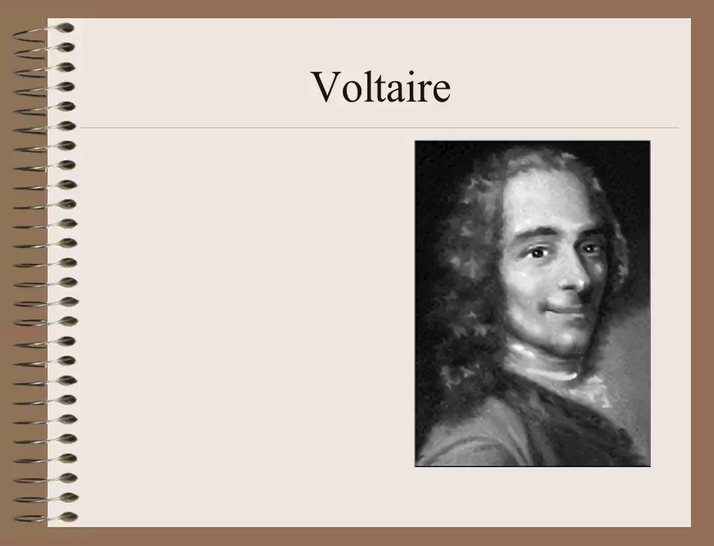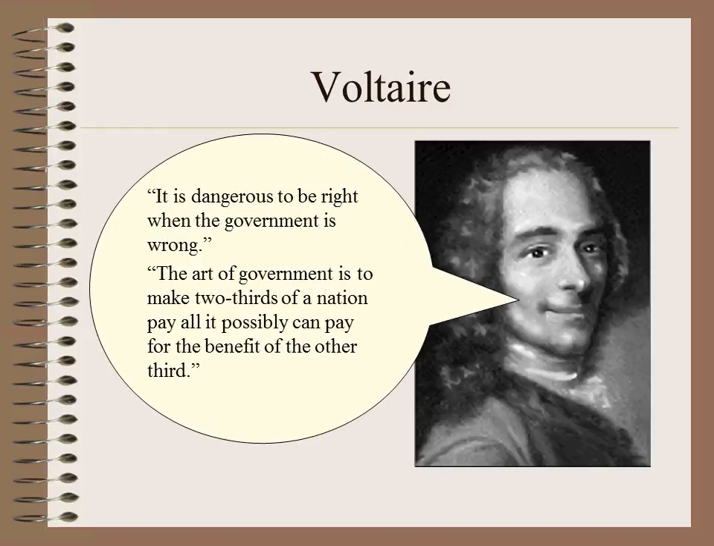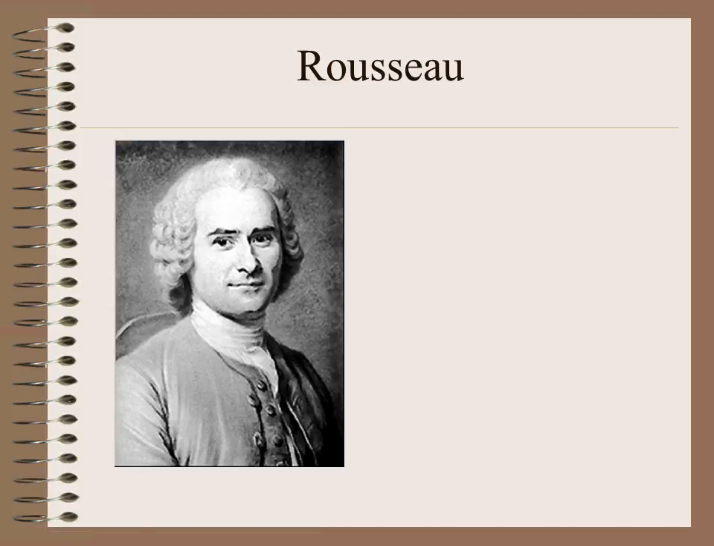Voltaire was another Frenchman who wrote a lot. He was kind of like the Saturday Night Live writer of the time. His quote here is, "It's dangerous to be right when the government is wrong," thinking again that the government, the absolute monarch, can punish you however they feel like it, and your freedom of speech means nothing to them. And his second quote: "The art of government is to make 2/3 of the nation pay all it possibly can pay for the benefit of the other third," meaning that the elites are kind of keeping the rest of society down, and that the rest of the society should be able to rise up and assert themselves.